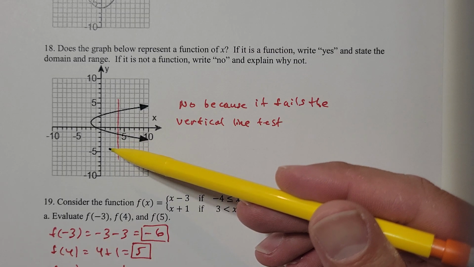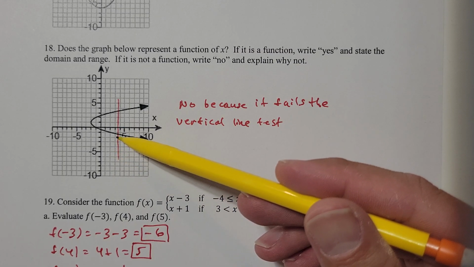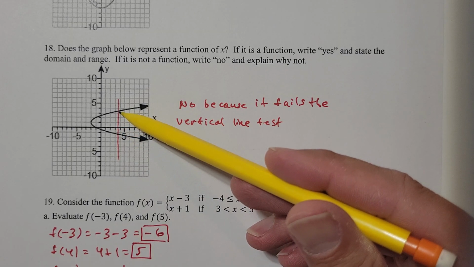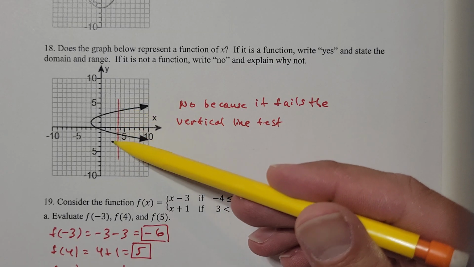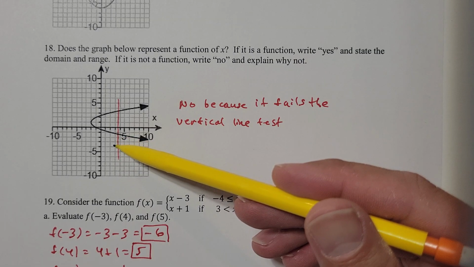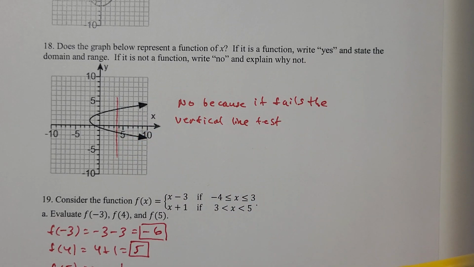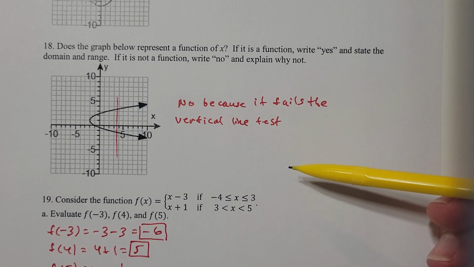We know that for each x, there's only one y. There's not two y's, right? I got a y value up here and a y value down here. I can't have that with functions. Okay, so this is not a function because it's going to fail the vertical line test.